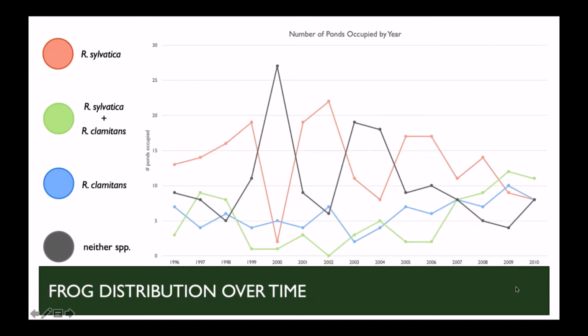And what's interesting with that is that we also see towards the end of the sampling period, when we enter into those wetter, cooler years, we start to see an increase in the number of ponds occupied by green frogs and an increase in the number of ponds occupied by both species. By 2009, these ponds actually outnumber those occupied by exclusively wood frogs. And in 2010, we see some overlap there.